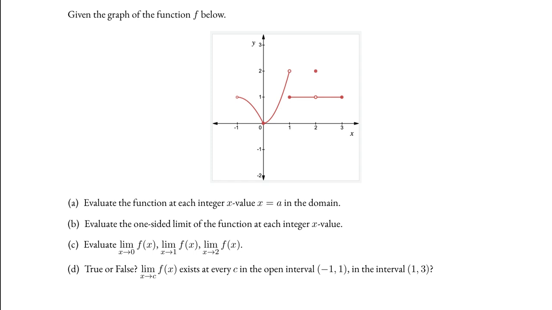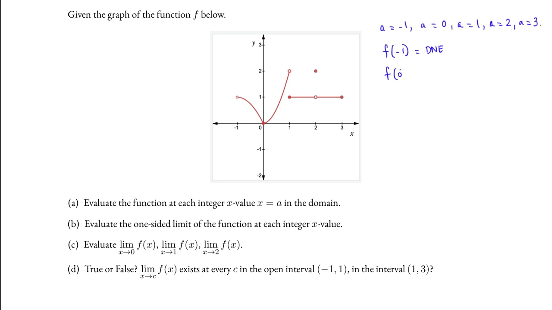Part A. The only integers in the domain of the graph are a equals -1, a equals 0, a equals 1, a equals 2, and a equals 3. Using the graph to evaluate the function at these values, f of -1, we locate x equals -1, and we would go to the function. Because of this open circle, f of -1 does not exist. The function does not exist at x equals -1.